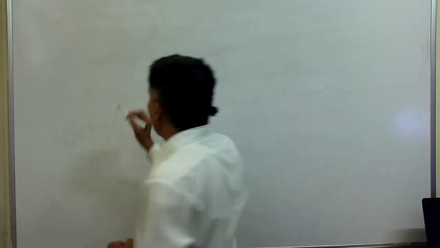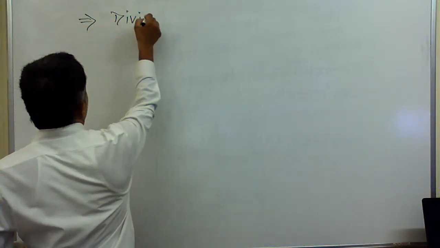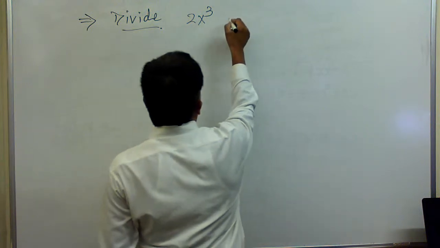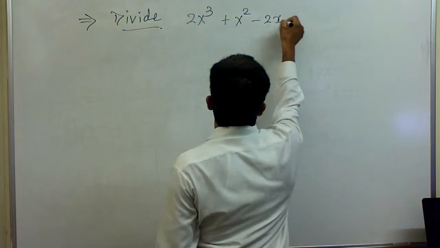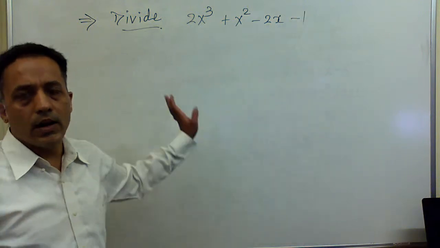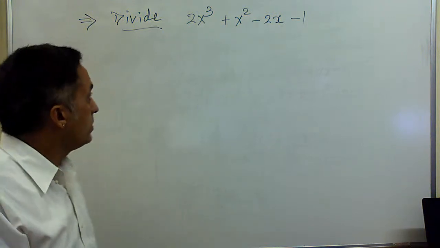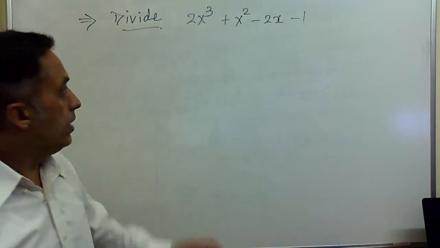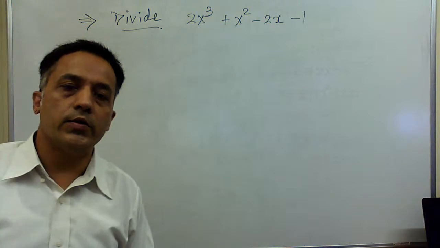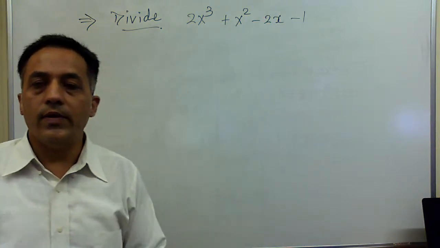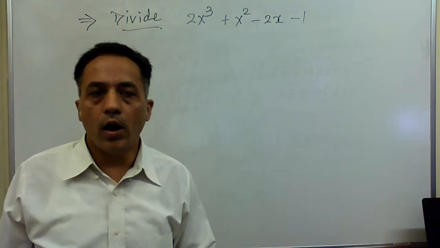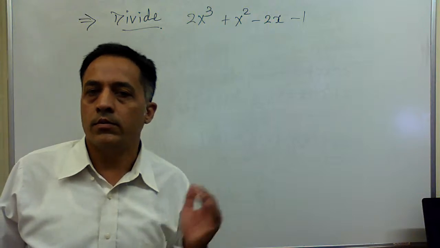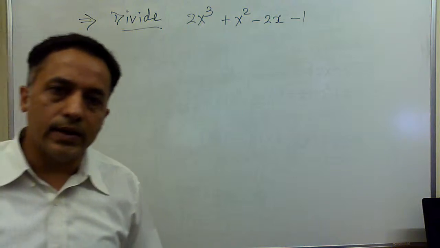So, for example, if you are asked to divide 2x cube plus x square minus 2x minus 1, but the divisor is absent over here, so how to get an idea? How do we know by which binomial or which divisor we can divide?